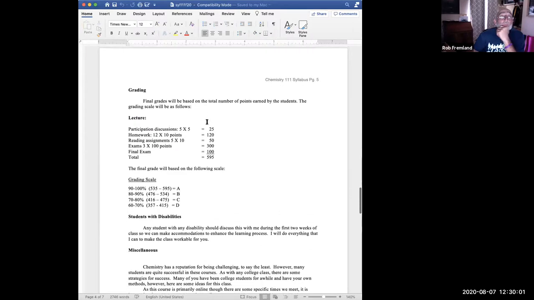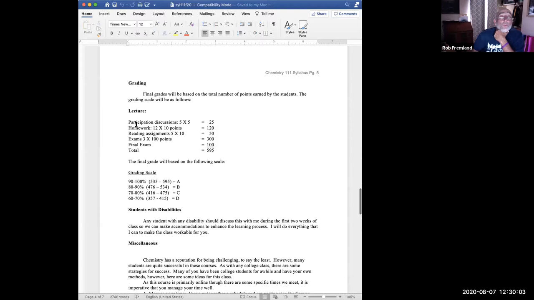Here's the grading. So the final is going to be total points. The participation discussions, there's 5 from 5 points each. There's 13 homeworks, I'm counting 12, right? Reading assignments, there are 6, I'm counting 5. The midterm exams, there are 4, I'm counting 3. They're 100 points each. And the final's 100, so there's 595, and I use a 90, 80, 70 scale. All right, so that takes care of that.